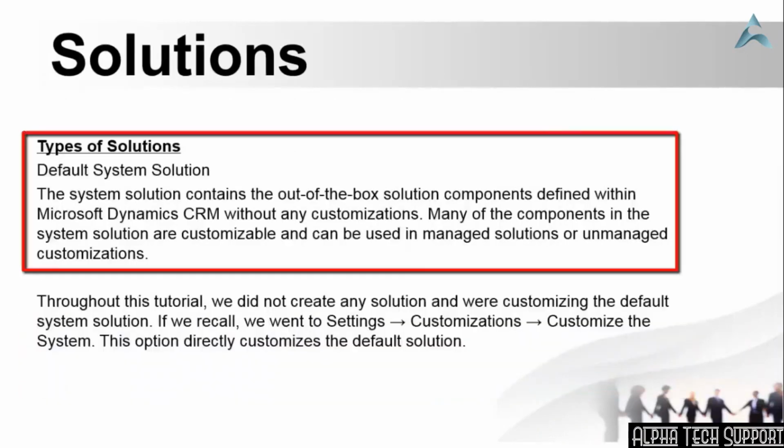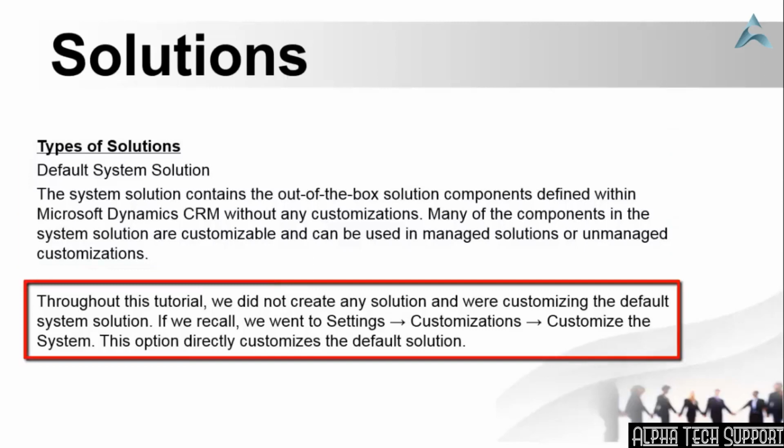So what are the types of solutions available? The first is the default system solution. The system solution contains out-of-box solution components defined within Microsoft Dynamics CRM without any customization. Many of the components in the system solution are customizable and can be used in a managed solution or unmanaged customization. Throughout this, we did not create any solution and were customizing the default system solution.